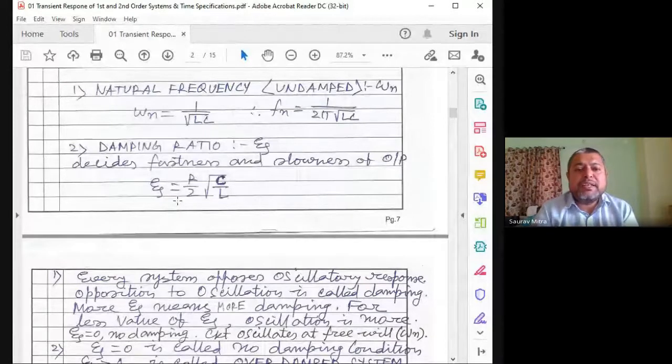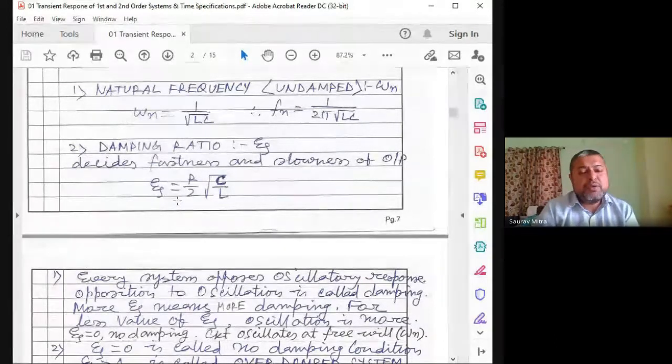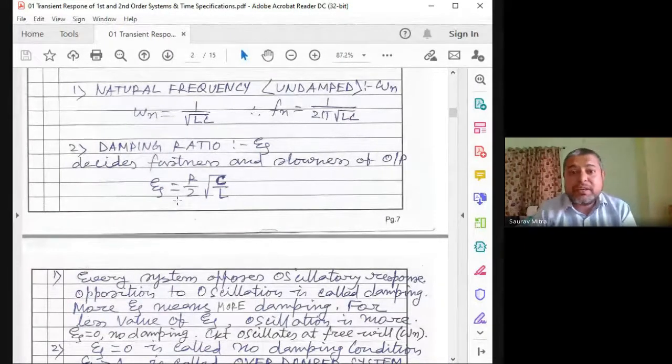Then we keep R equal to 2, with C equal to L equal to 1. In that case, zeta is equal to 1. This is called a critical damping situation. In critical damping, there is no oscillation in the system output. For a step input, we get an almost step kind of output. So for zeta equal to 1, it is called critical damping, and the output rises very fast.